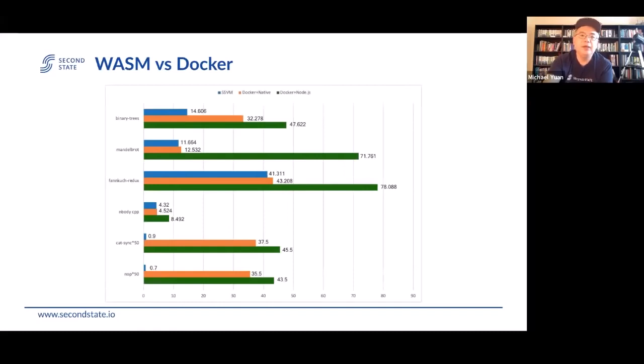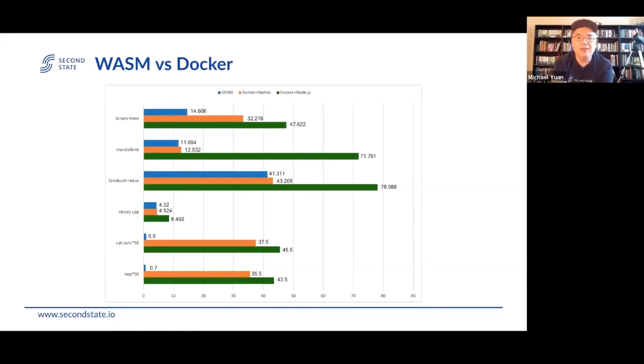Okay, so here's a graph. That's a study that we did for WebAssembly, especially. We use the Second State VM as the example versus Docker. So those are execution times. The shorter the bar, the better, right? The shorter the bar, meaning the smaller amount of time it takes to accomplish the task. The bottom two benchmarks, the NOP and CatSync, are startup times and file system performance.